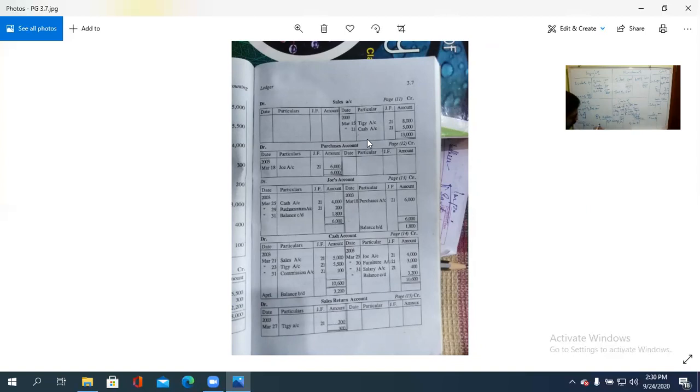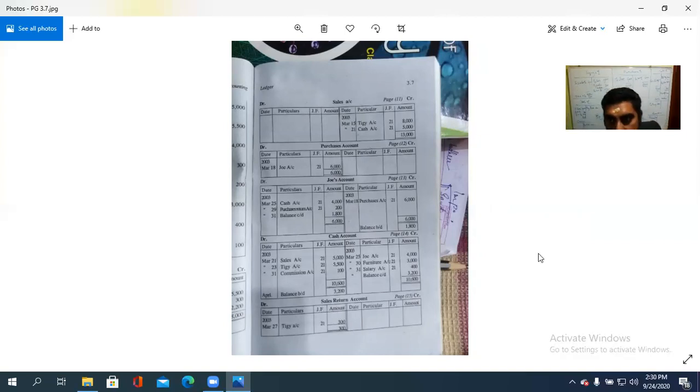Then what is the next account? Purchase return. So to purchase return, I think as it is, because there is no more balance. Sales return also has no more balance. As it is, we need to take it from here to the trial balance. Salary account as it is, because only one transaction. Furniture account also as it is.